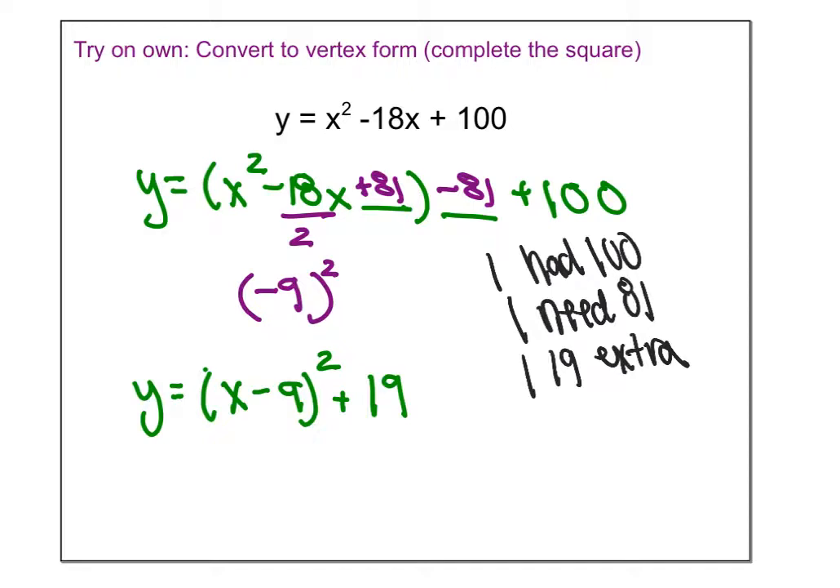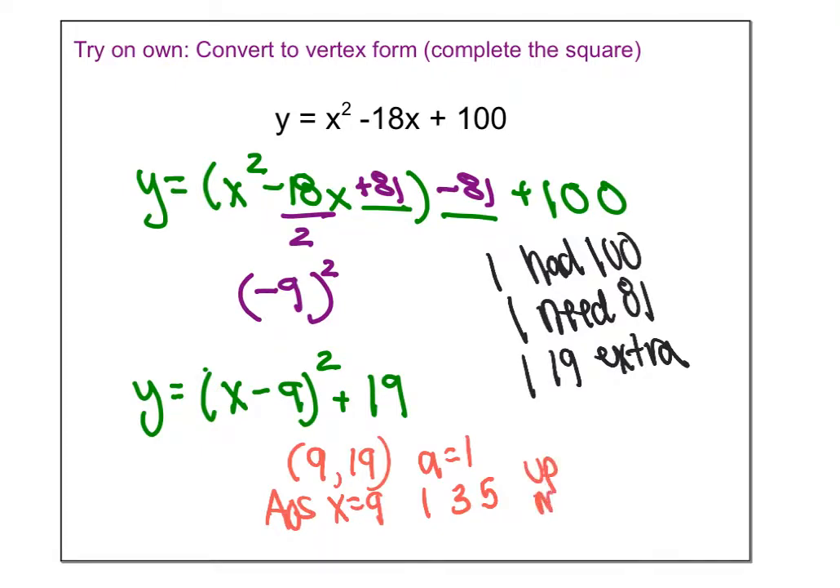Then let's just take 1 minute and think about what the vertex form is telling us. This would have a vertex at 9, 19. What else would we know? We'd have an axis of symmetry at x equals 9. This vertex form tells us that our a value equals 1. So our pattern of change would be 1, 3, and 5. Since the a value is positive, this would open up and we would have a minimum value.